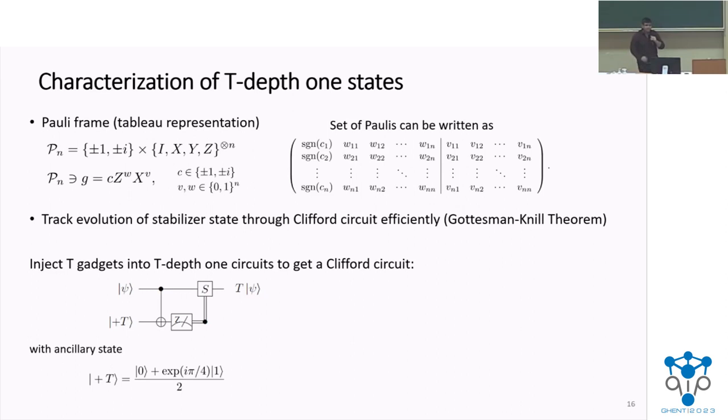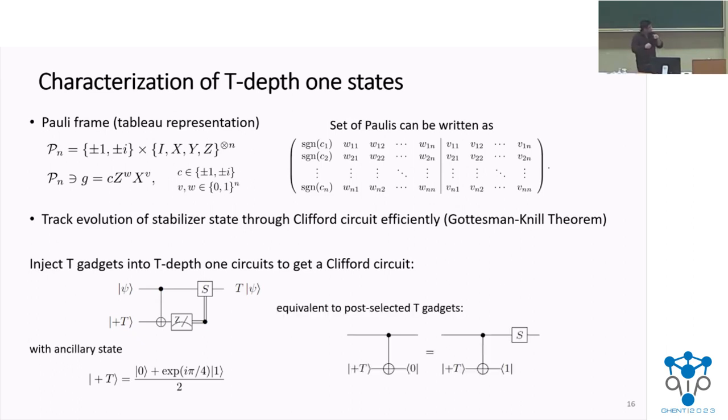So what we have is actually a Clifford circuit with some T gates. So how do we actually convert it into just a purely Clifford circuit? What we do is we inject T gadgets into these T depth 1 quantum circuits. And this basically gives us Clifford circuits, but now we have additional ancillas in a plus T state. And you can actually show that these are equivalent to post-selected T gadgets if you have post-selection available to you.